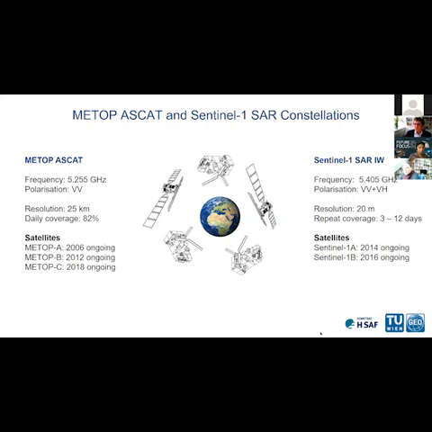series. So repeat coverage for the ASCAT is about daily, and for Sentinel-1 for Europe, it's about 3 days to 6 days, and globally from about 6 to 14 days. But together, these 5 satellites give very nice C-band coverage of the land surface.